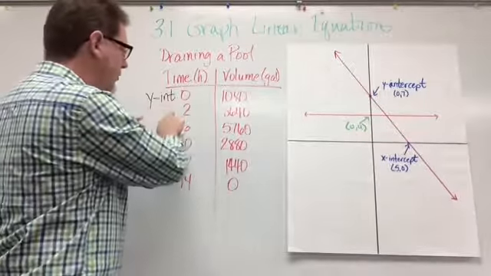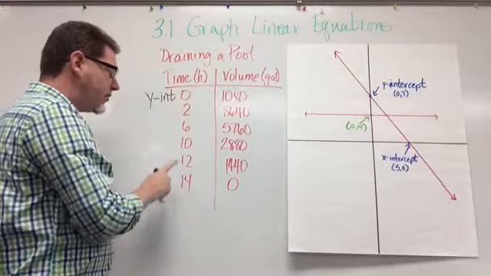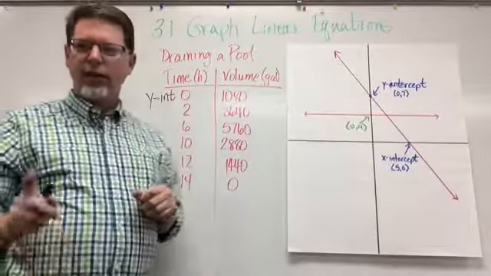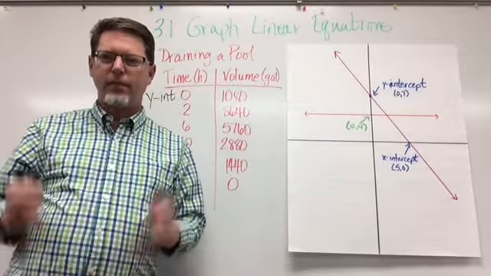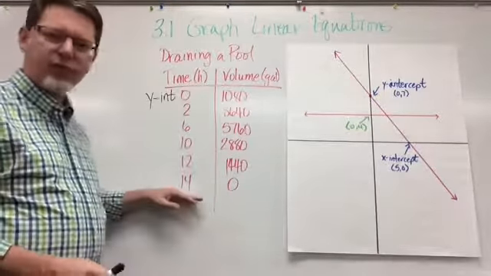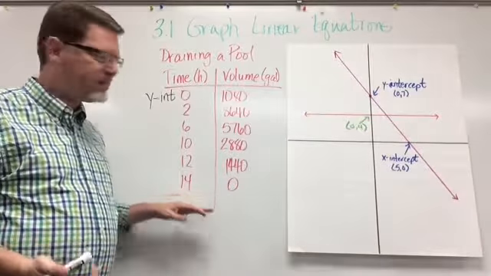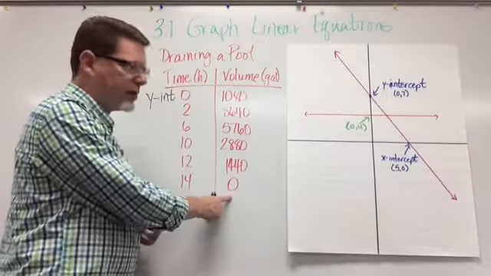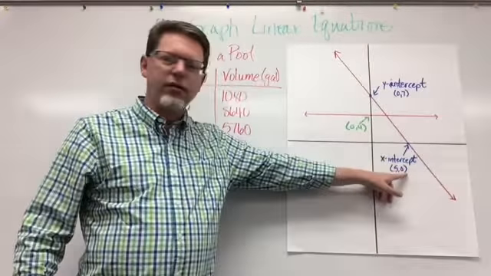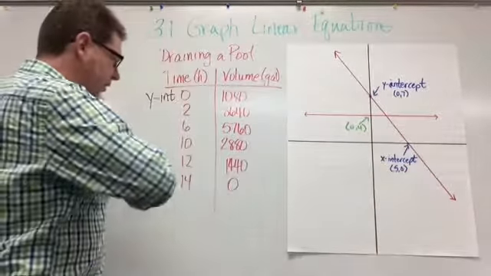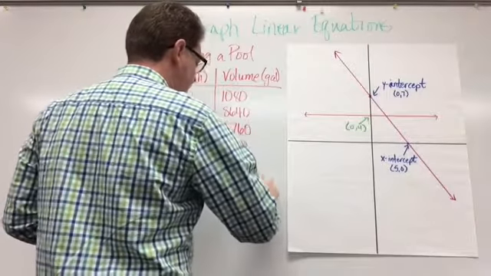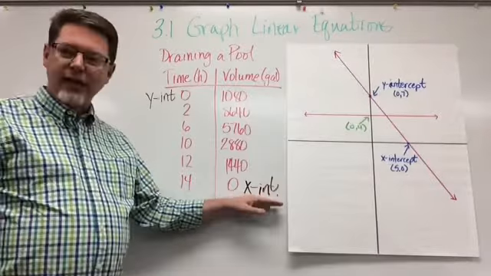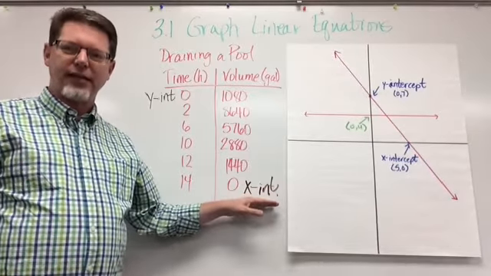Now we go down, and after 2 hours, after 6 hours, after 10 hours, after 14 hours, there are 0 gallons of water in the pool. What does that mean? It means it took 14 hours to drain the pool. Okay? Now there's no water in there. So my y value is 0. Well, when my y value is 0, then that's where the x-intercept is. So this must be the x-intercept. That is where the line is going to cross the x-axis.